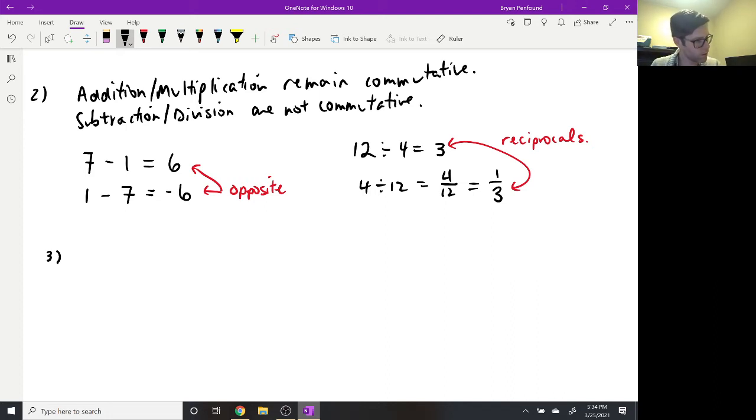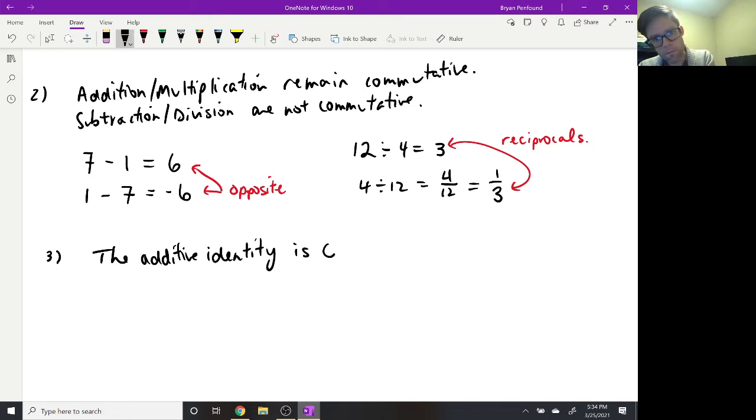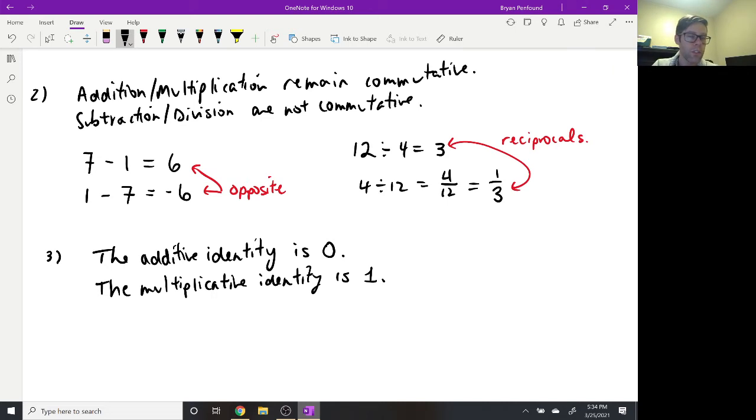Okay, so let's talk about identity. The additive identity is still 0, and the multiplication identity is still 1. The only new thing that we have is that the set of rational numbers not only contains the opposites of all of the positive numbers, it also contains the reciprocals of all of the numbers as well. So not only do we have additive inverses, which are generally called the opposites, we also have multiplication inverses, and we tend to call these the reciprocals of our numbers.